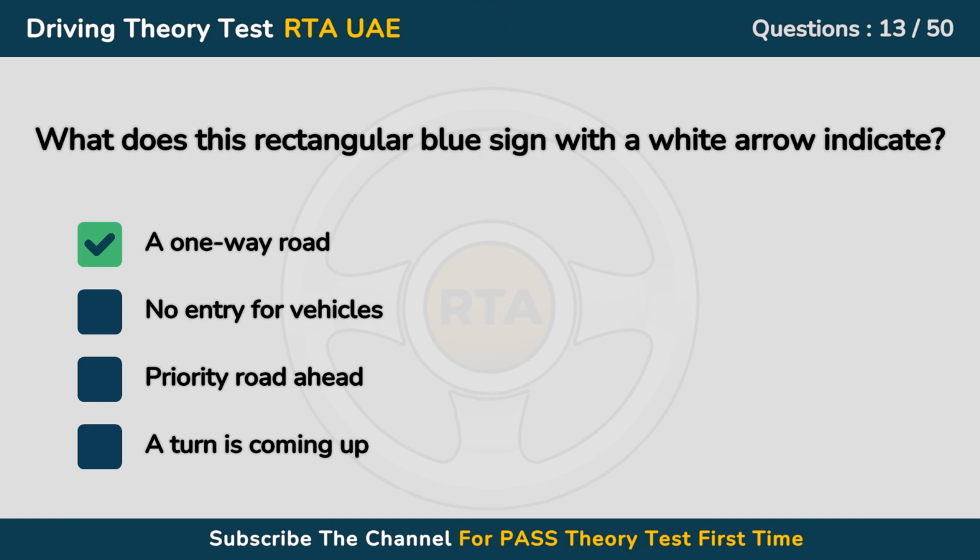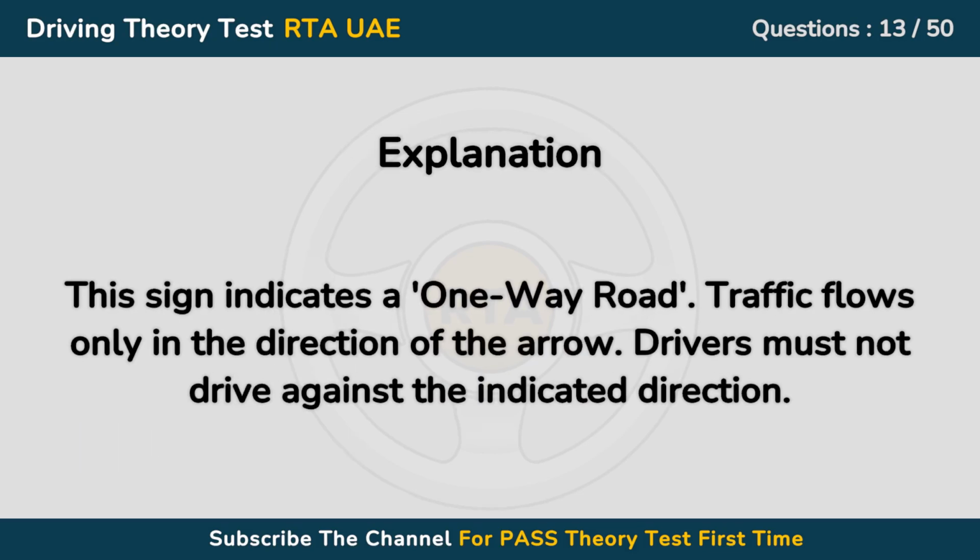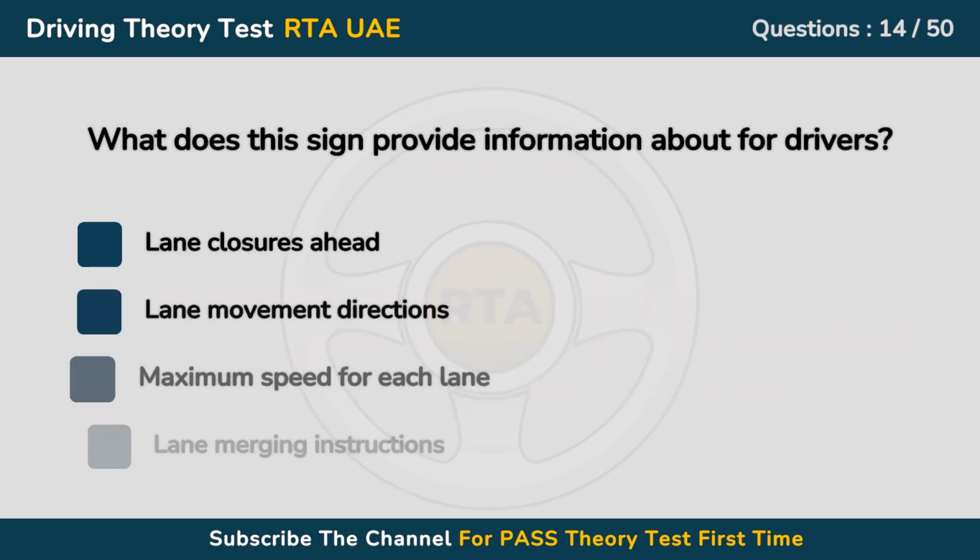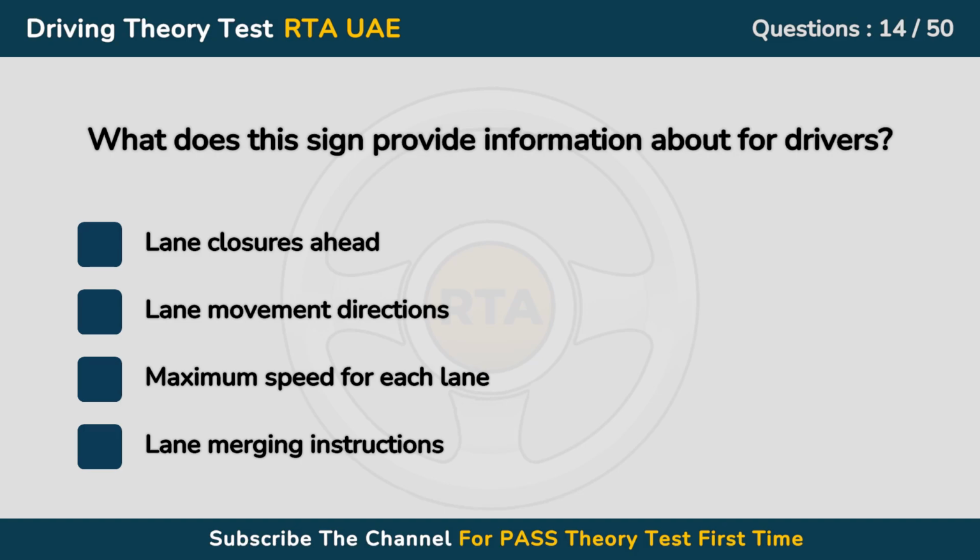Answer is A. A one-way road. This sign indicates a one-way road. Traffic flows only in the direction of the arrow. Drivers must not drive against the direction. Question 14. What does this sign provide information about for drivers?